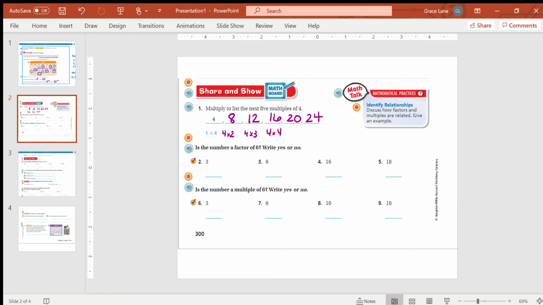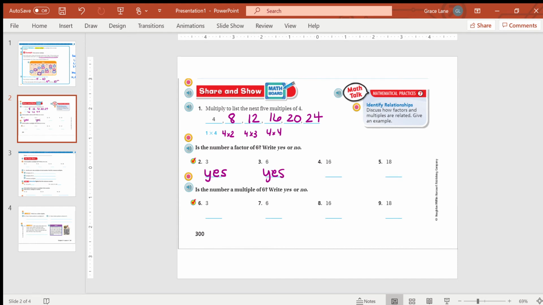Okay, so the next section says, is the number a factor of 6? Yes or no? Remember that factors of 6 are numbers that you multiply to get 6. So on number 2, can 3 be multiplied by something to get 6? Yes, because 3 times 2 is 6. Number 3, can 6 be multiplied by something to get 6? Yes, 6 times 1 is 6.